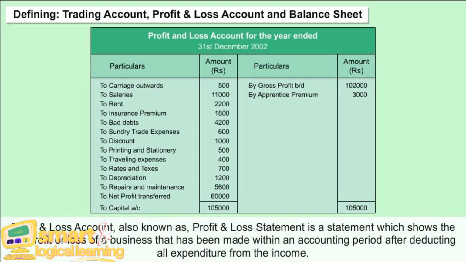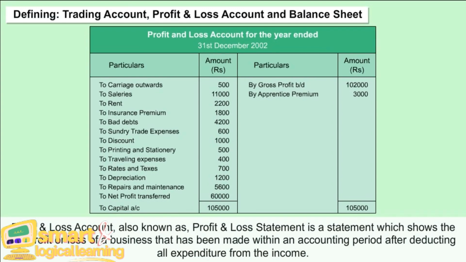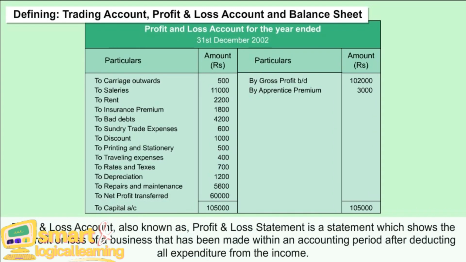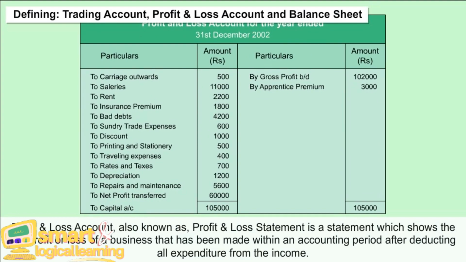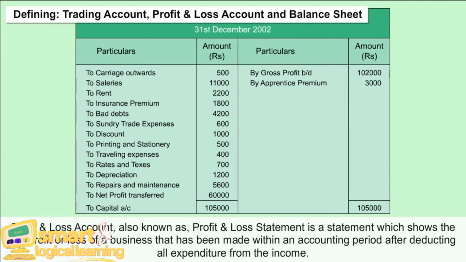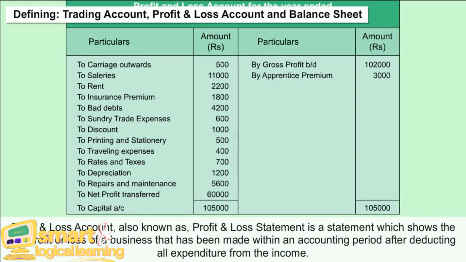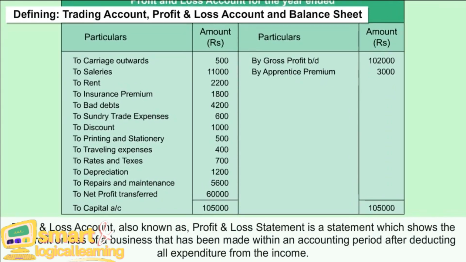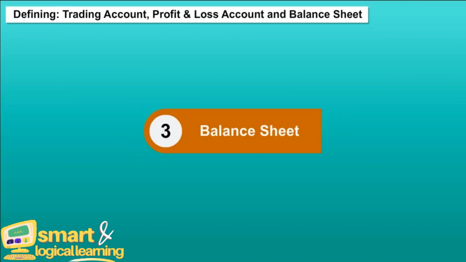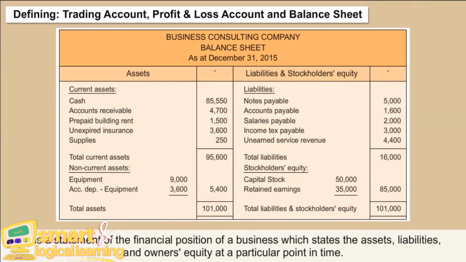Profit and loss account, also known as profit and loss statement, is a statement which shows the net profit or loss of a business that has been made within an accounting period after deducting all expenditure from the income. Balance sheet. It is a statement of the financial position of a business which states the assets, liabilities, and owner's equity at a particular point in time.